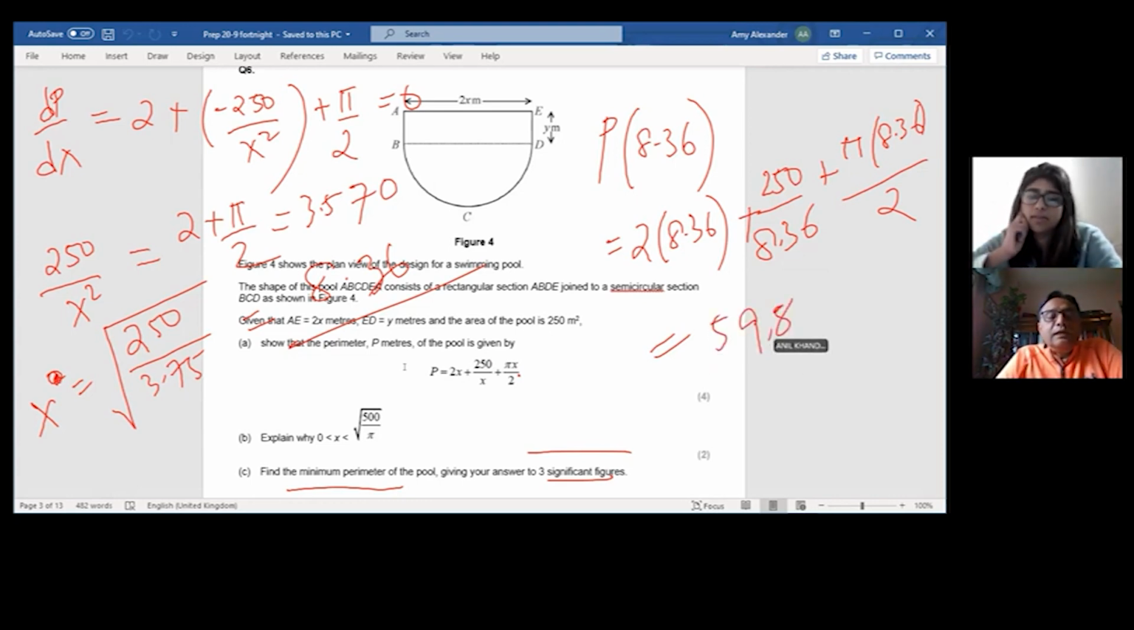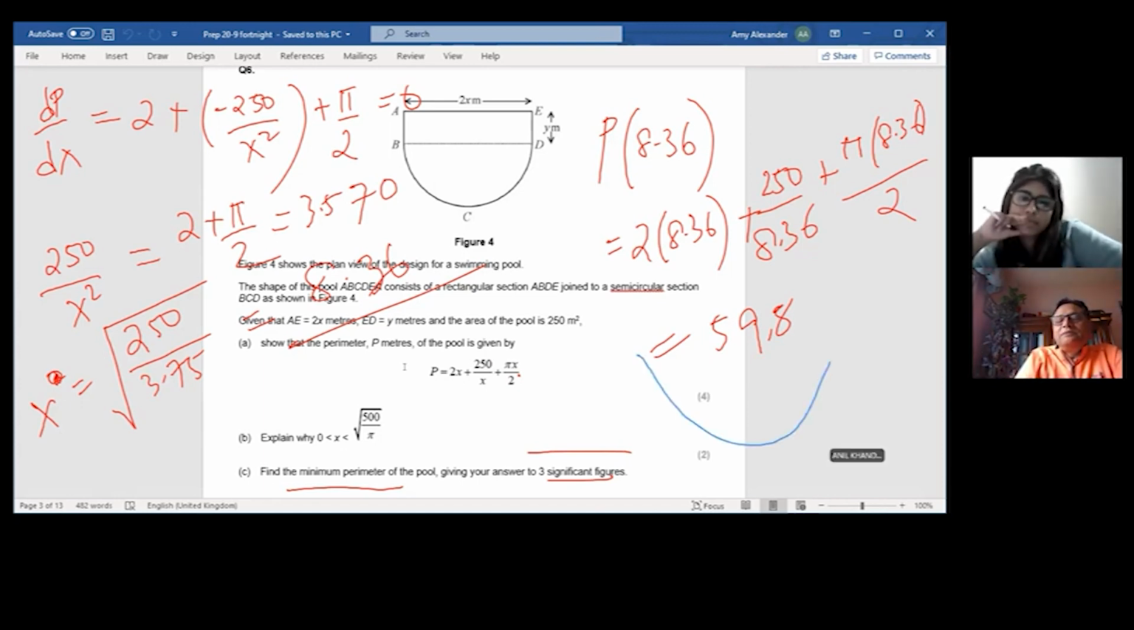Now, the idea here also is that you have to show that this is the minimum value. So you have to use the second derivative. Where is your expression now? dP/dx is this, correct? If you do the second derivative, we do minus and minus, it becomes positive, positive 500 over x cubed. So the curve is like this, so it is a minimum.